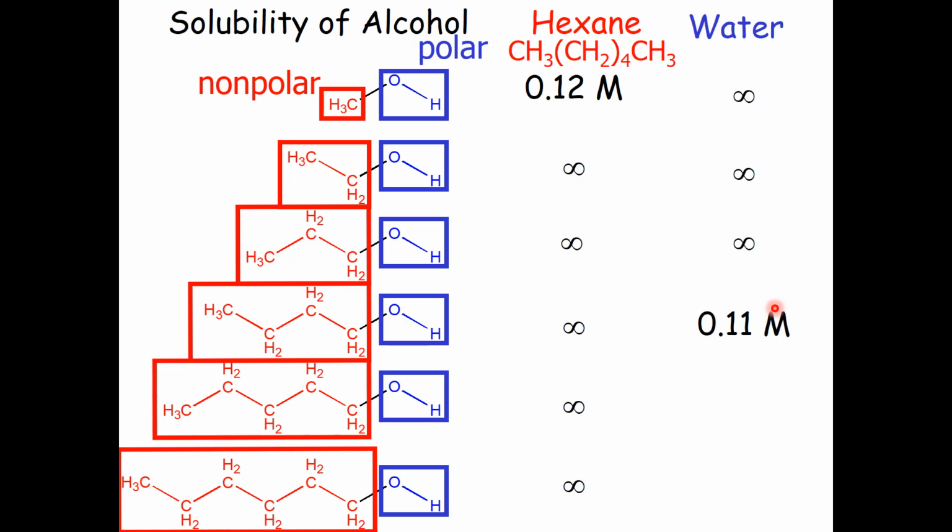This is butanol, and its solubility is 0.11 molar. If we move to pentanol, now we're down to 0.03 molar, and if we move to hexanol, we're now down to 0.006 molar. So I trust you can see that once we get to about 4 times the nonpolar region as the polar, we wind up being more nonpolar than polar.